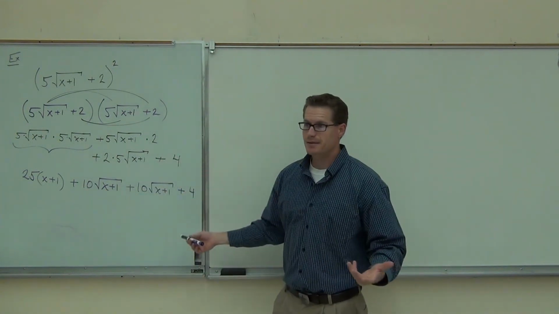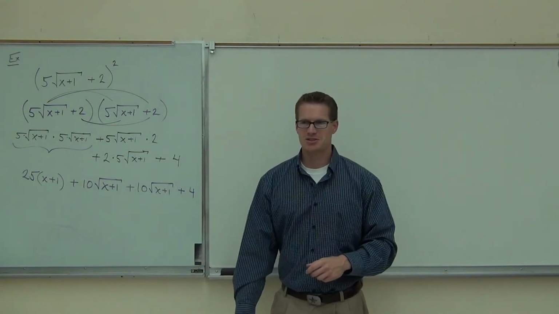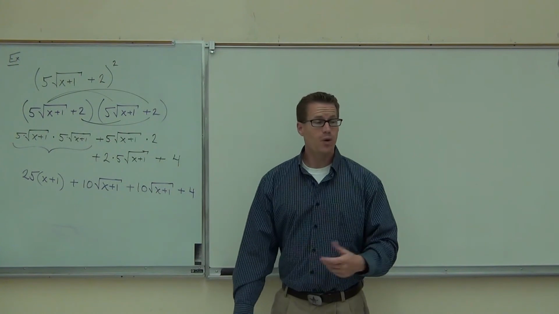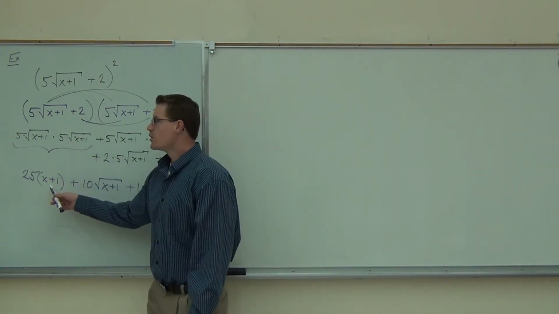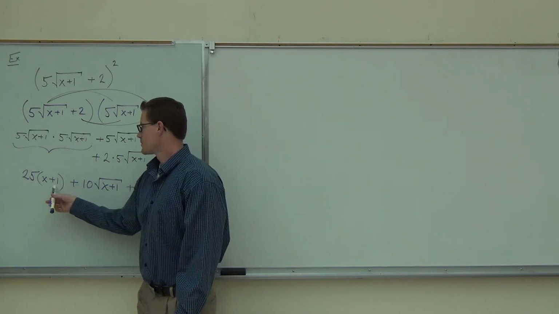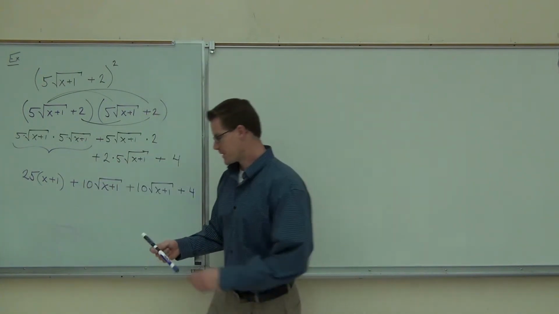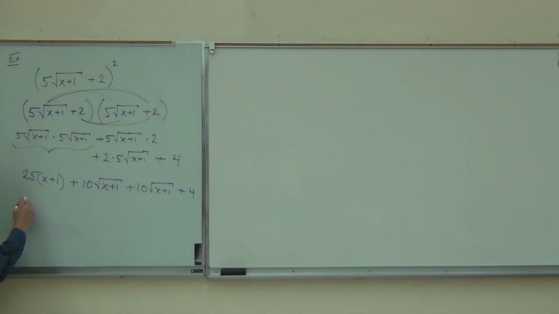Now, are we done? No, when I ask that question, chances are we're probably not. What else could I do on this problem? Distribute 25. Sure, I can distribute that. You know why? Because I'm going to end up getting some like terms somewhere in this expression. So when I distribute, we'll get 25x plus 25. You see where that's coming from?